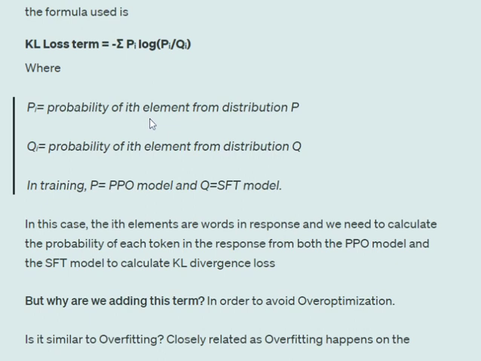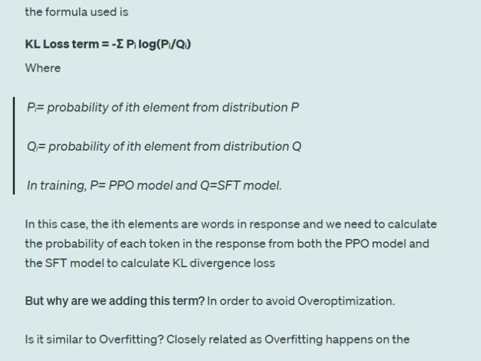Now in the training of ChatGPT, we'll consider P equals the PPO model, Q equals the SFT model. So try to understand how the KL divergence term is calculated. Assume that ChatGPT generates a response with 10 tokens, right? For each of the tokens, we will be calculating the probability for each token coming from the PPO model, and then q_i becomes the probability for each token coming from the SFT model. So we calculate the probability for each of the tokens generated from both models, SFT as well as PPO.